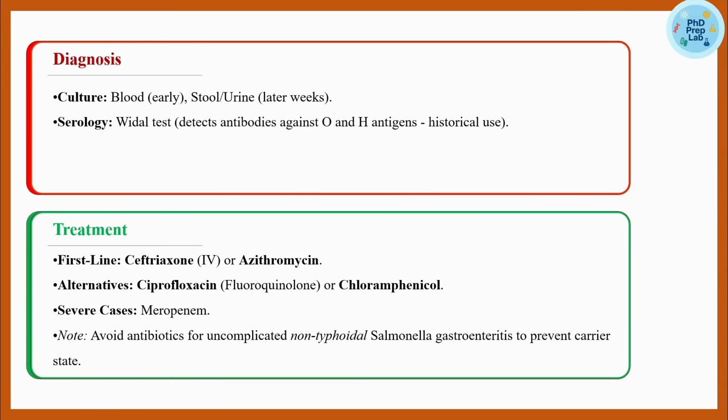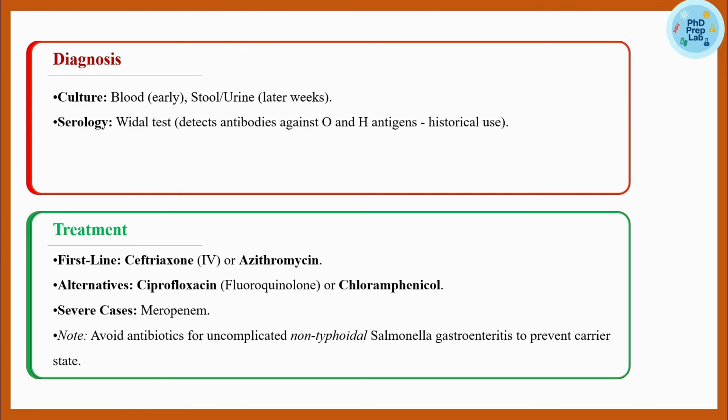So the diagnosis is done via the blood and your stool or urine culture. Initially the test is done on the blood, and then later on the test is conducted on stool and urine as well. And the most important and widely famous test here for typhoid is the Widal test.